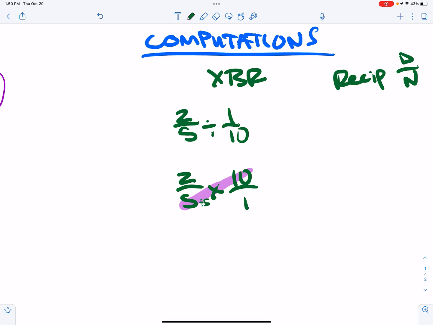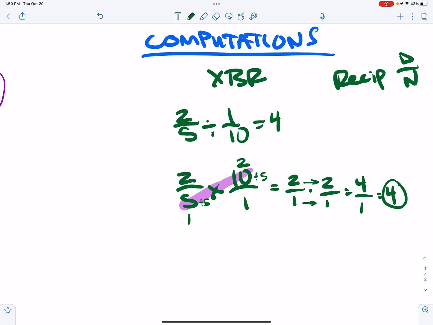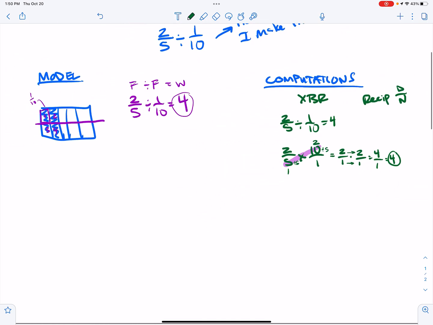So I know 5 can be divided by 5, and 10 can be divided by 5. So I'm left with 2 and 1. I am going to rewrite this so it's a little bit more clear and I can stay accurate. So 2 over 1 times 2 over 1 is the same as 4, because we can just multiply straight across over 1. And our answer is 4. So here we did get the same answer as we did with our model, and it's nice to back that up both with the calculation and the visual model.